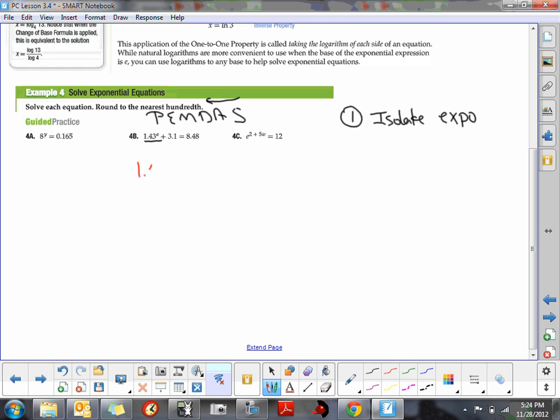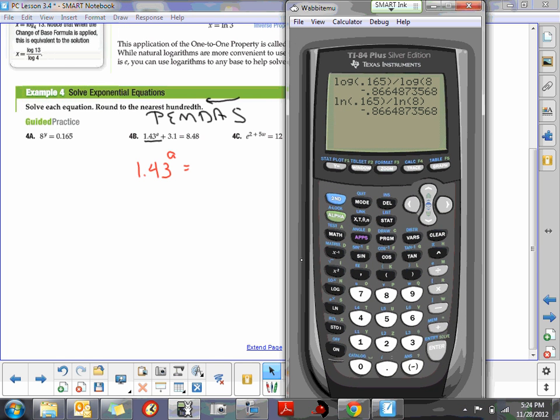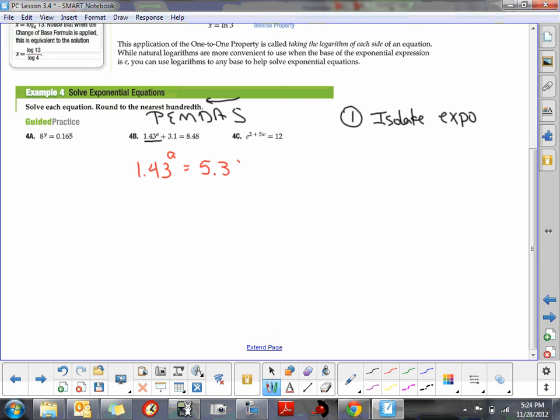So that means I got 1.43 raised to the a. I want to subtract 3.1 from the other side. So it's 8.48 minus 3.1. And I'm not very good at doing that mentally. So 8.48 minus 3.1 gives us 5.38. Now I've got the exponential expression isolated.